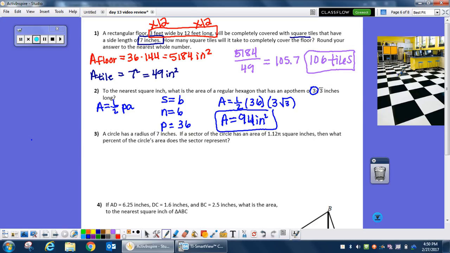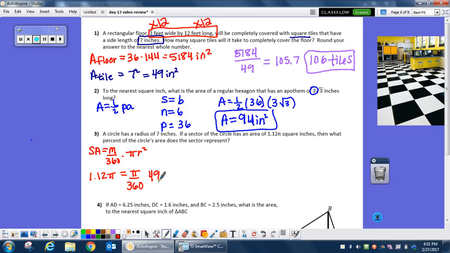Alright, number 3 is one with sector area. So the first thing I'm going to do is write down my formula for sector area. Sector area equals m over 360 times pi r squared. So we have a radius of 7 inches. The sector of the circle is 1.112 square inches, and they want to know what percent of the circle the sector represents. So the first thing we have to do is find m. So I'm just going to substitute some values in that they give me. Again, we're trying to find m. Okay, and 7 squared is 49.